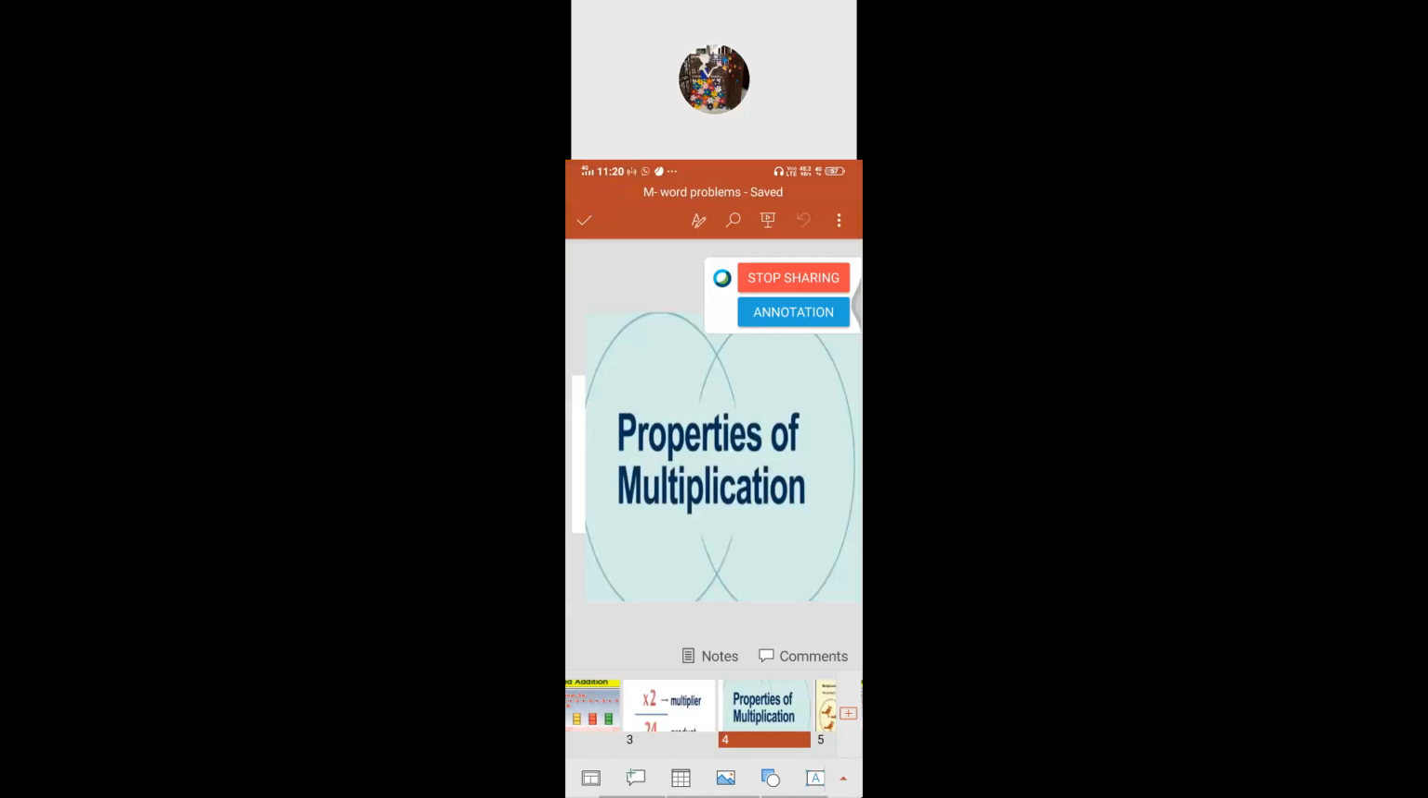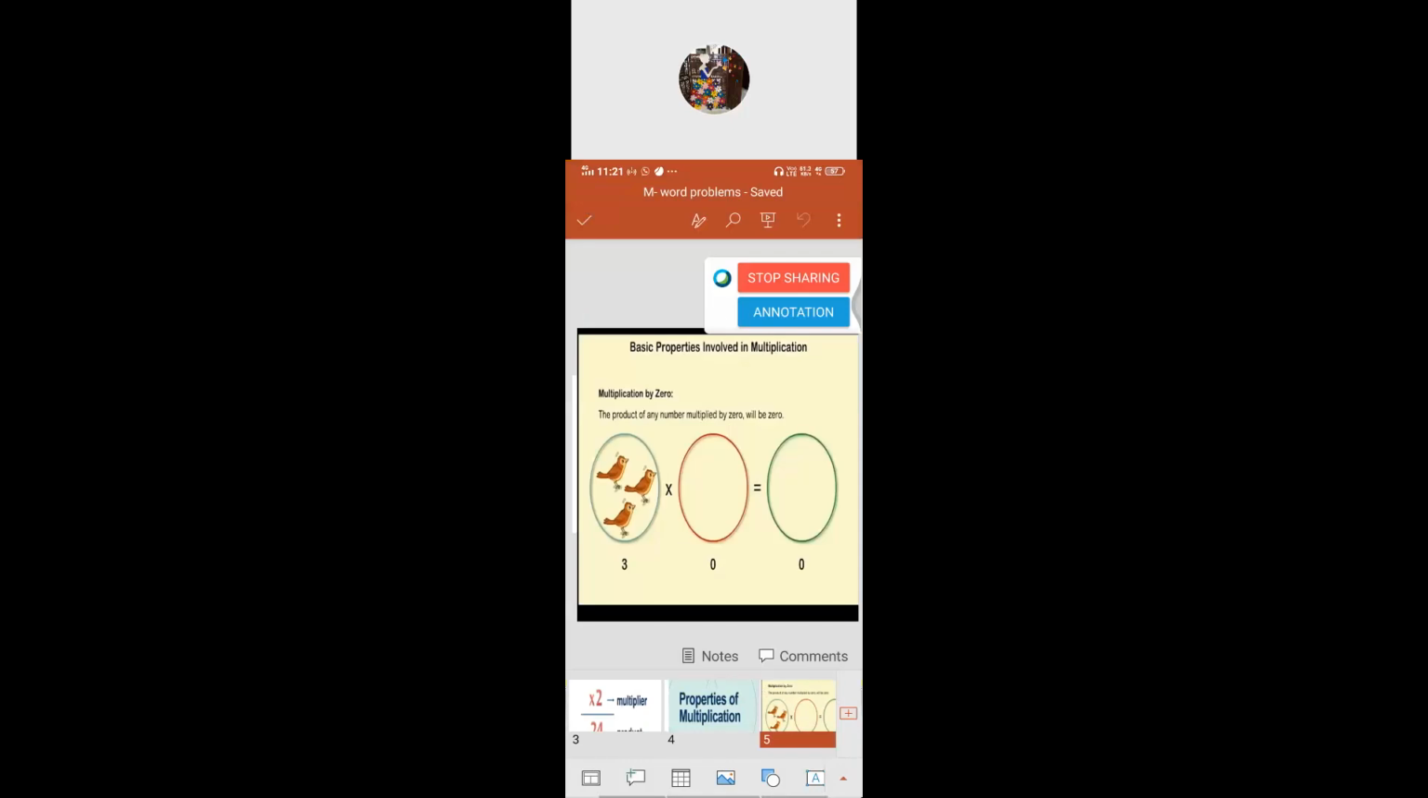Yes. Then properties of multiplication. So how many properties are there in multiplication? There are 3 properties. The first one is zero property. The second one is one property. The third one is order property. What is zero property? The product of any number multiplied by 0 will be 0.